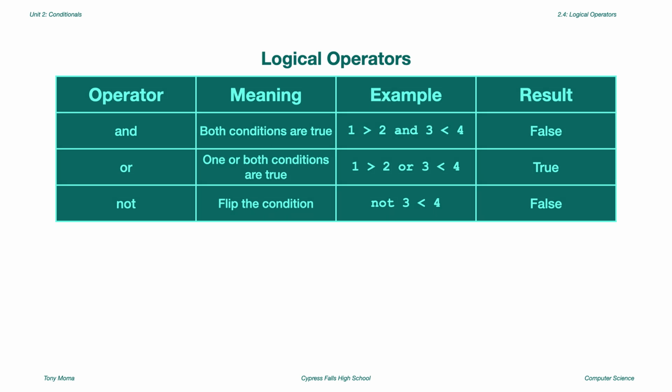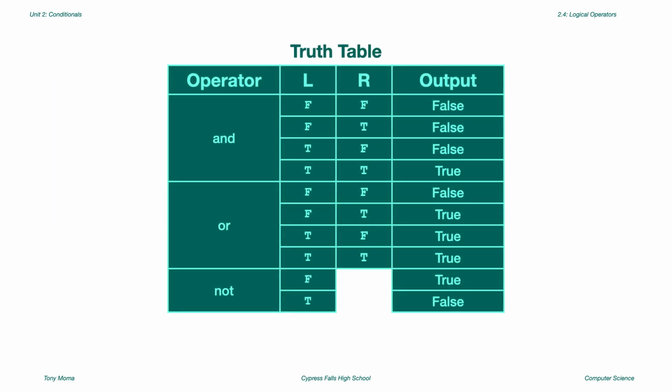This behavior can also be represented using a truth table. For the AND operator, if both the left and right conditions are false, then the output is false. If the left condition is false, but the right condition is true, the output is still false. If the left condition is true and the right condition is false, output is still false. But if both left and right are true, then the output will be true.